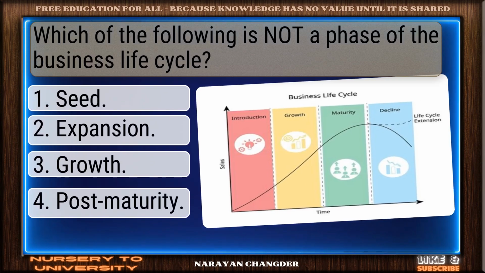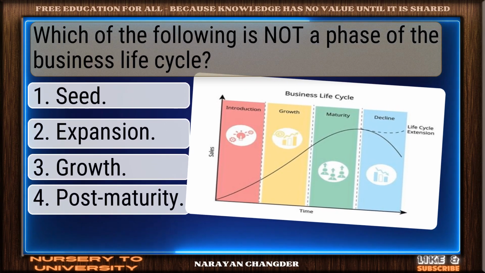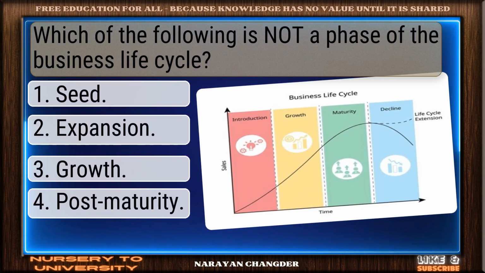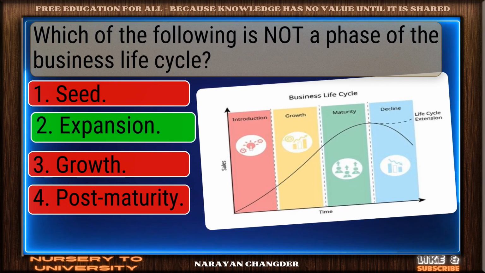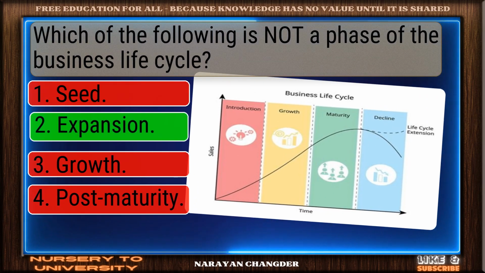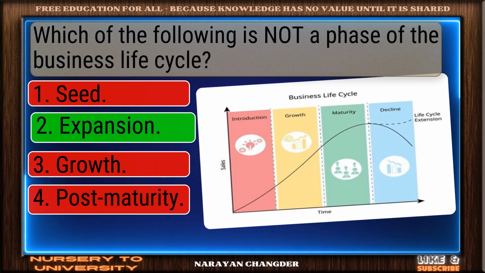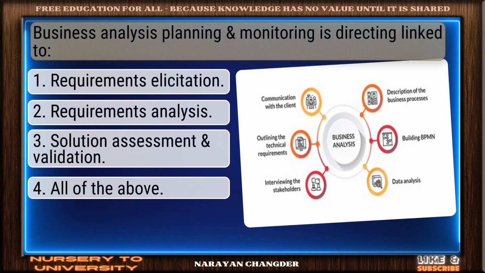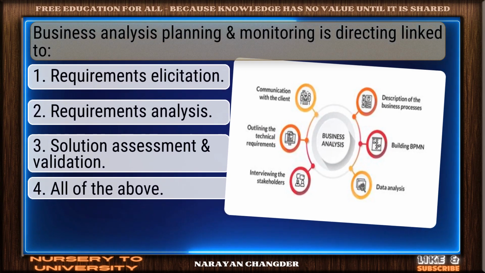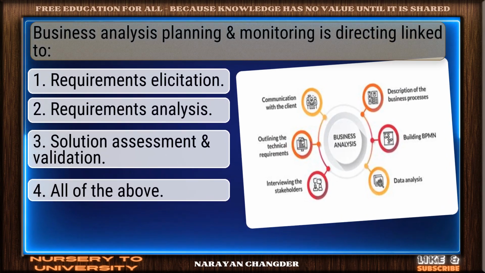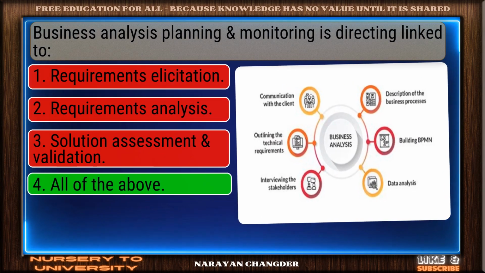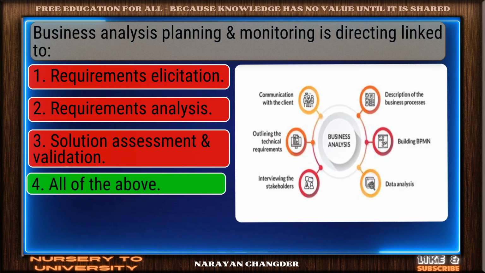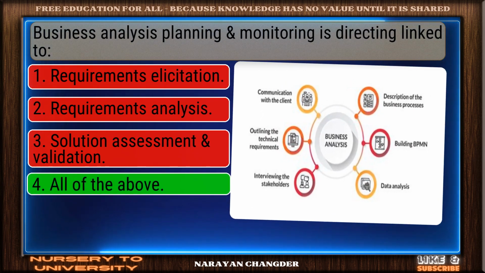Question number 29. Which of the following is not a phase of the business life cycle? Clear logic. Your choice, expansion, is sound and 100% true. Question number 30. Business analysis planning and monitoring is directly linked to. Good job. Your answer, all of the above, works well here.